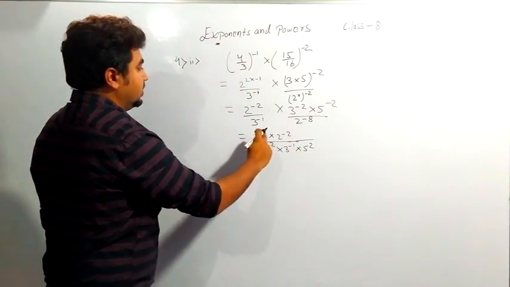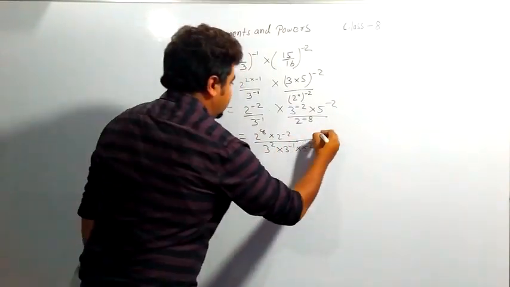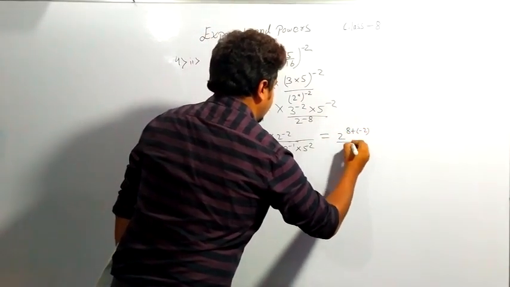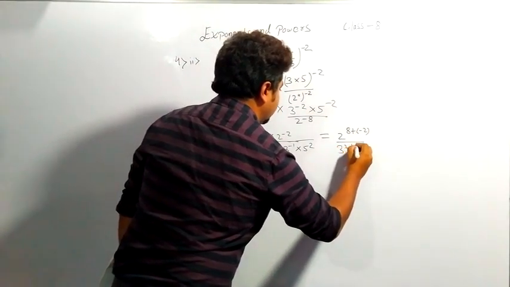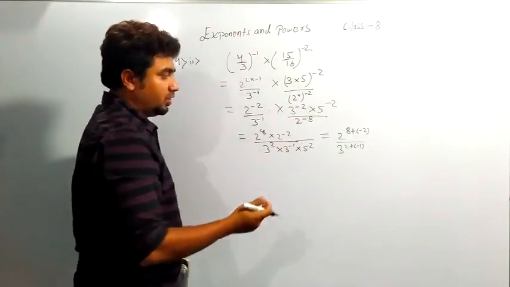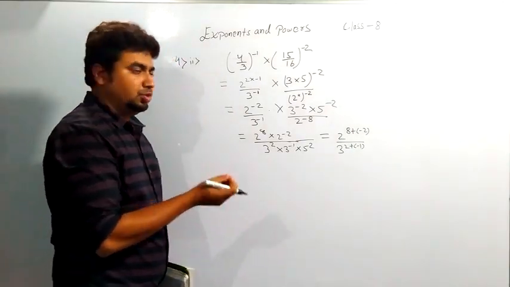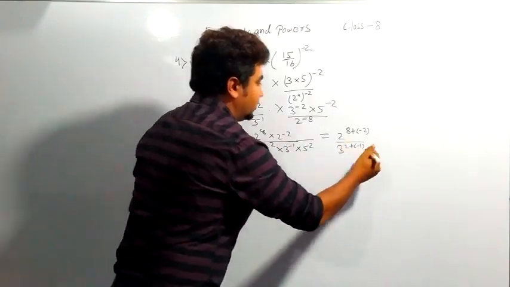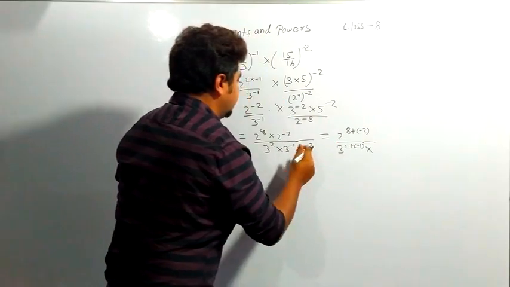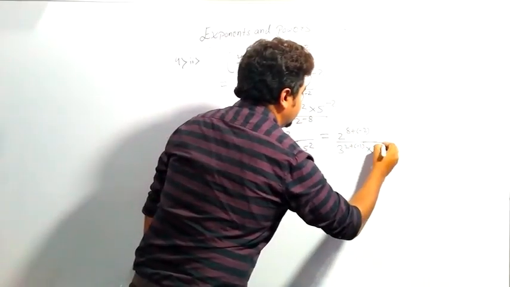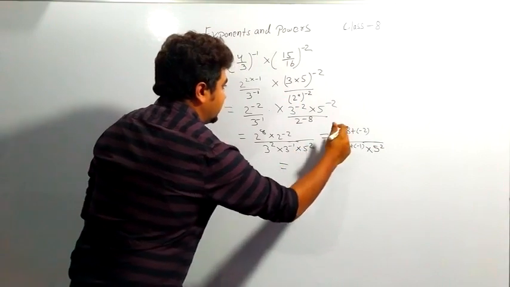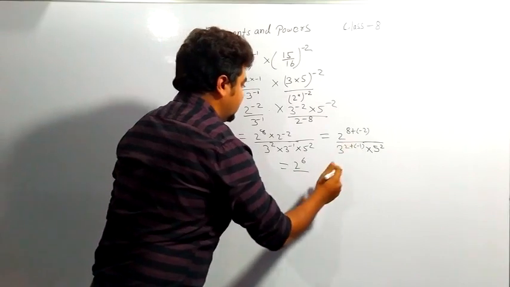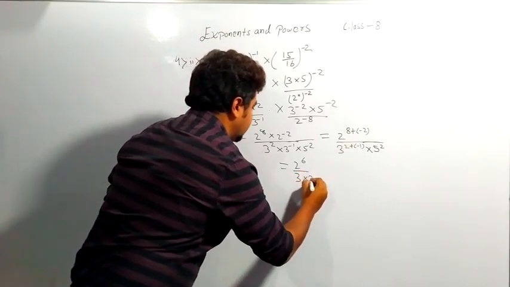So 2 to power 8 and 2 to power minus 2, I told that we can write it as 2 to power 8 plus of minus 2. Again 3 to power 2 plus of minus 1. The powers are added. I am saying minus 1 is added to 2. And 5 square is like that only. So we can write it as 8 minus 2 is 6, 2 to power 6, and 3 to power 2 minus 1 is 3, and 5 square is 25.